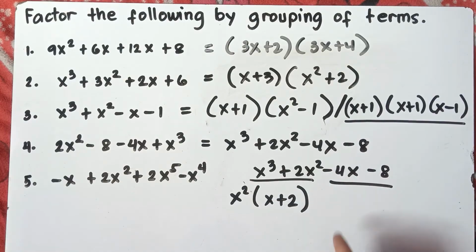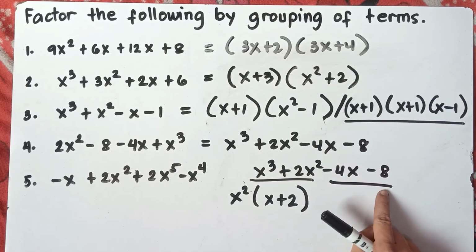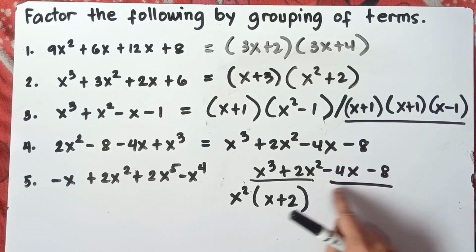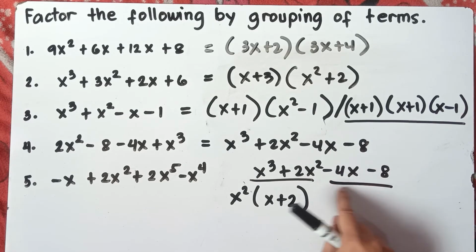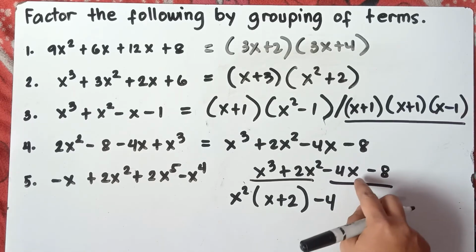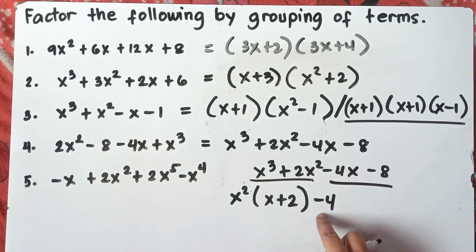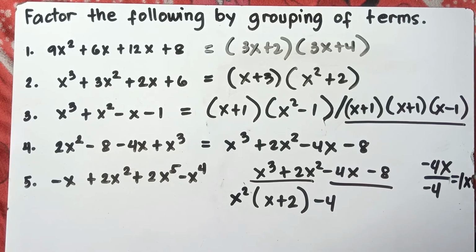Alright, now let's take the third term and fourth term. You find the GCF of negative 4 and negative 8. What would be the greatest common factor of negative 4 and negative 8? Of course, that would be negative 4, right? You can factor this out by negative 4. You copy negative 4 and then you divide. Negative 4x divided by negative 4: negative 4 divided by negative 4 is positive 1. X divided by none, simply copy x. That would be 1x, class.